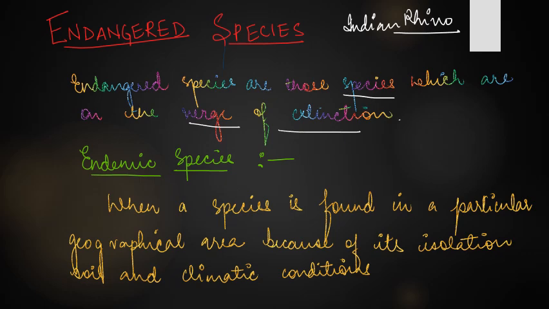If we talk about endemic species, this is a type of species which is found in a particular geographical area. They are specific to one place. Like for example, Indian rhino, one horn rhino is found in Assam, right? So we can say that it is an endemic species of Assam. When a species is confined to a very particular geographical area, we call it endemic species, right?